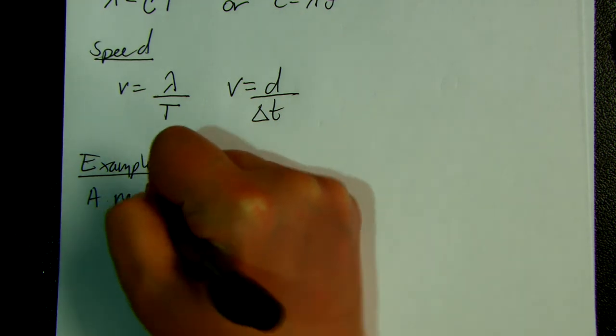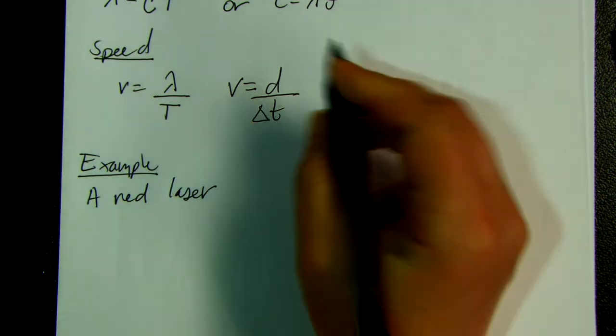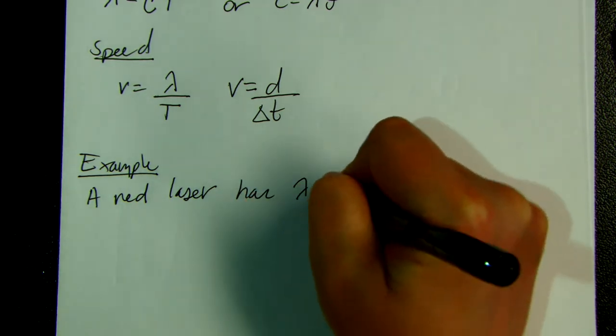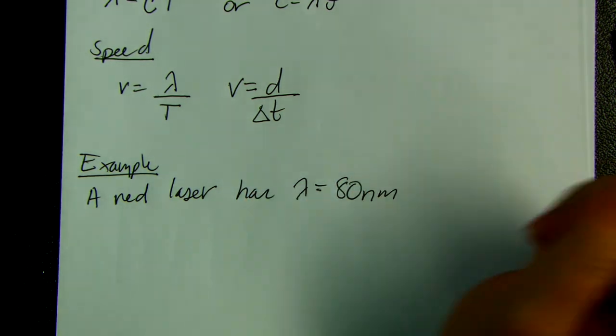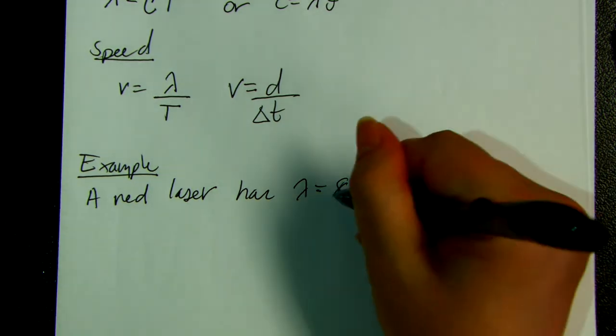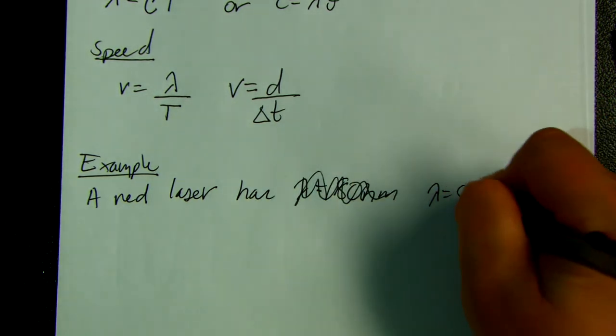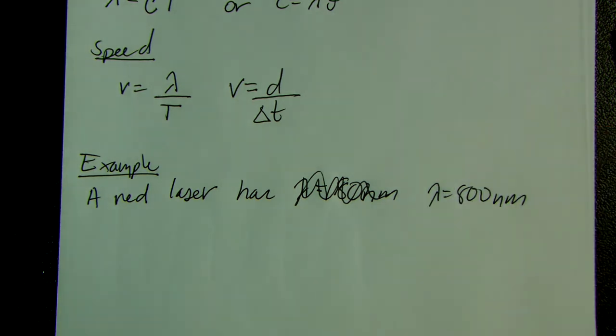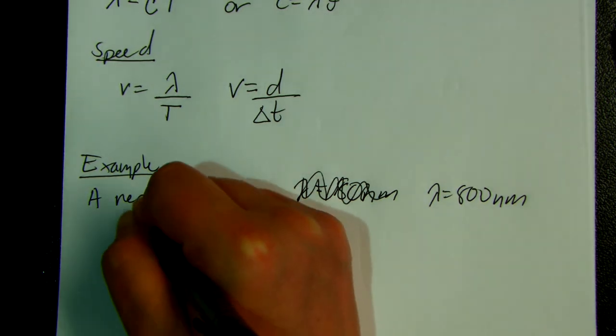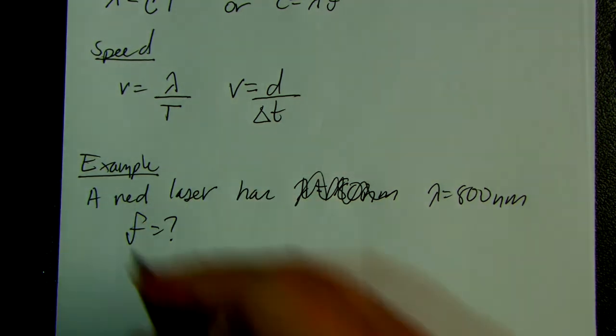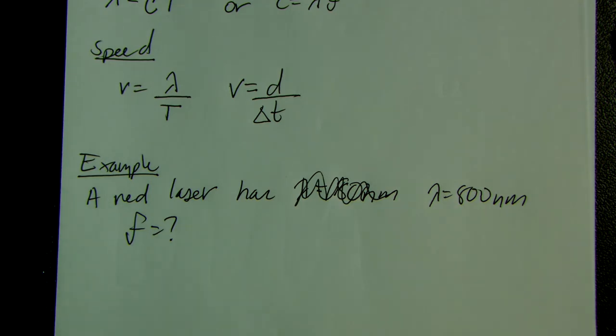A red laser has a lambda of 800 nanometers. So this is actually a, let me try that again. A near infrared laser. I often choose this wavelength. It's near and dear to my heart. I worked with a kilohertz laser that had a wavelength of 800 nanometers. It was very faint and very destructive to your vision if you ever caught a glance of it in your eye. So, what is the frequency?